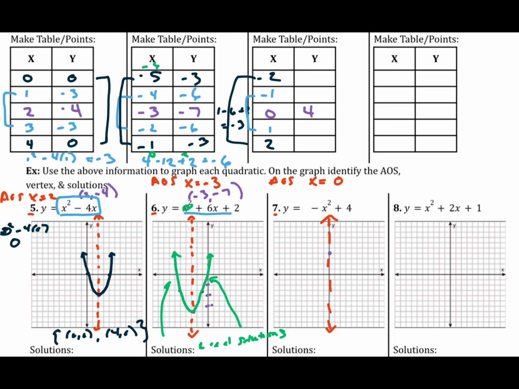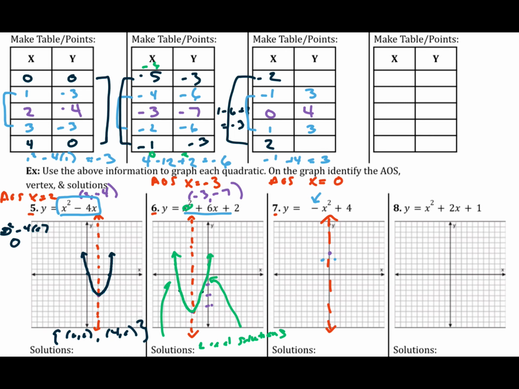If I plug in positive 1, I get the opposite of 1 squared, which is -1, plus 4, which is 3. Remember, the order of operations says that I square this number and then I make it negative afterwards. So this is going to give me 2 points here and here.